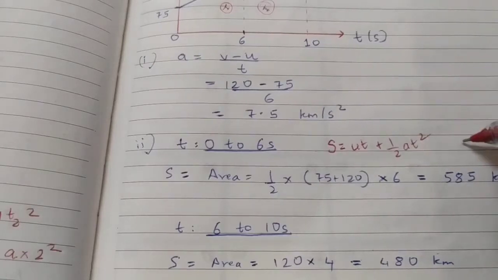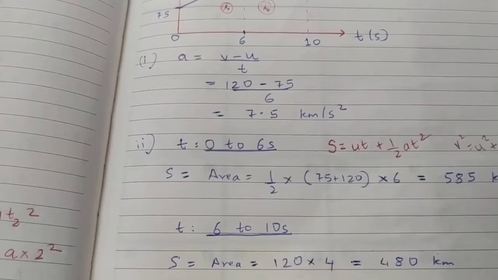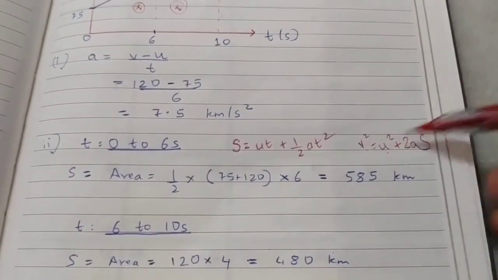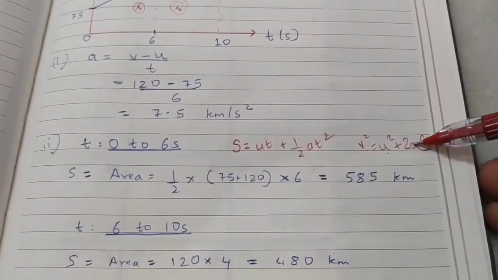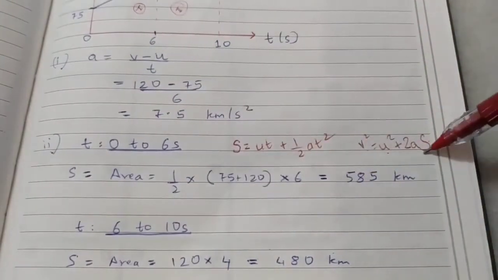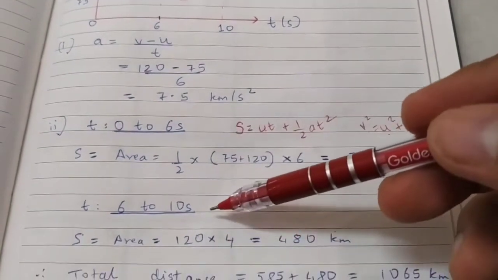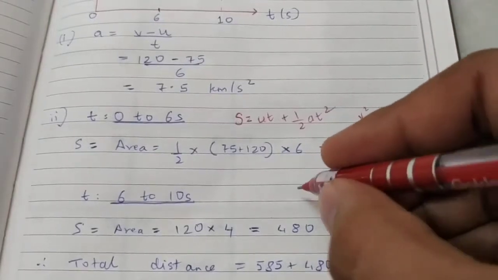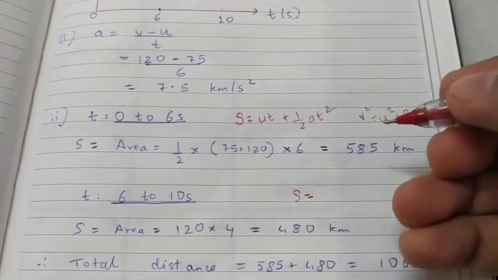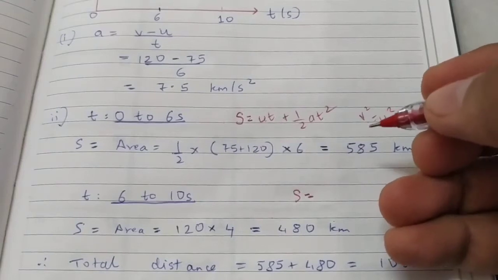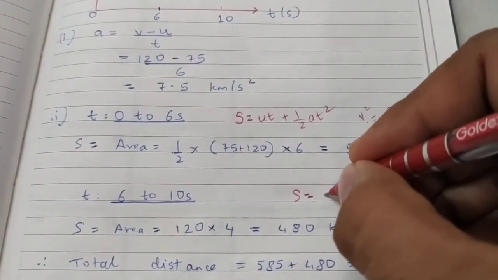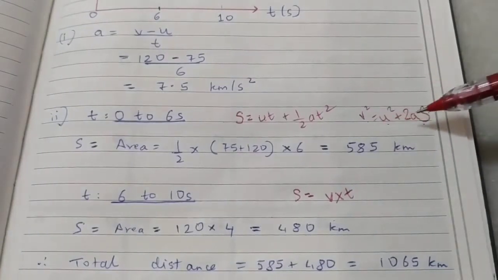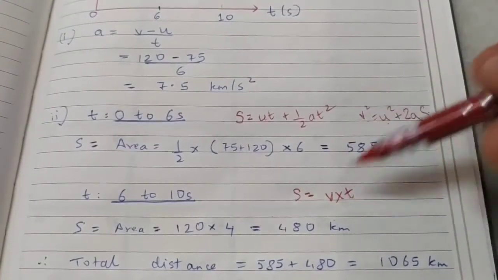Or an easier formula will be v square is equal to u square plus 2as. So we know final velocity, initial velocity, and the acceleration, that is 7.5. So we can find the displacement. Similarly, even for the second part, from 6 seconds to 10 seconds, we can find the displacement. And this time, since there is no acceleration, the displacement is simply the velocity into time, the normal formula. So again, if you use these two formulae and add them, you'll get the same answer.